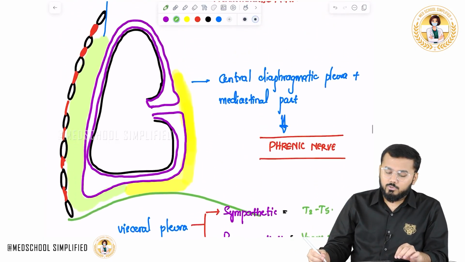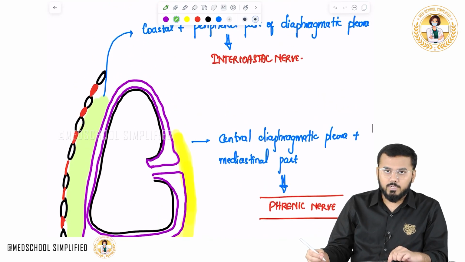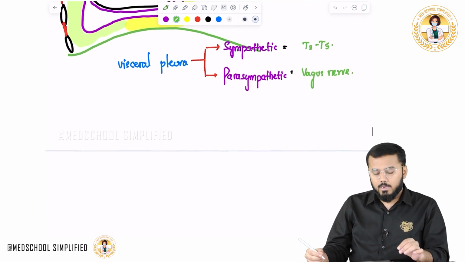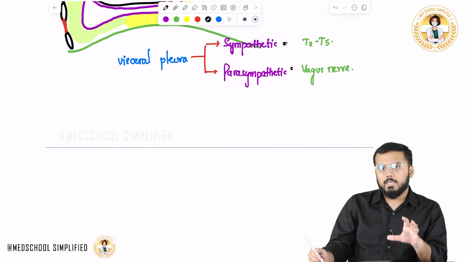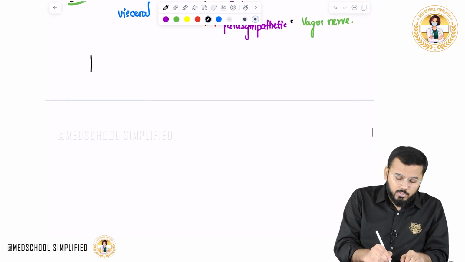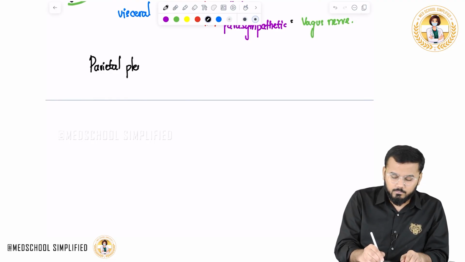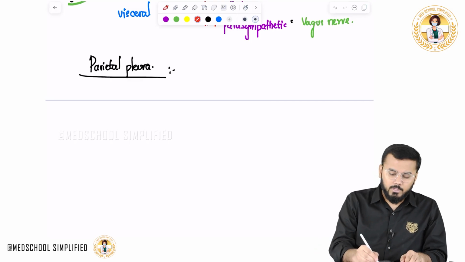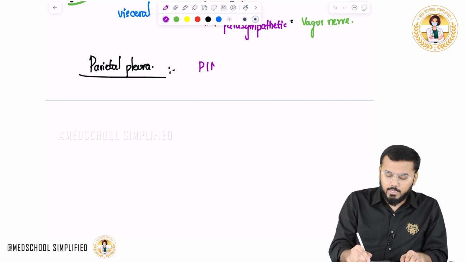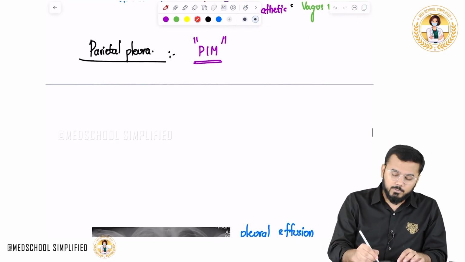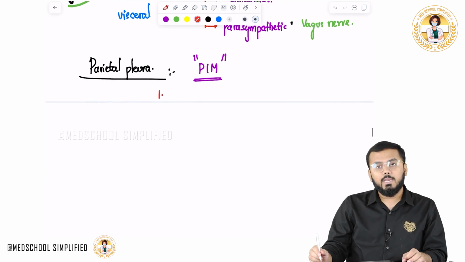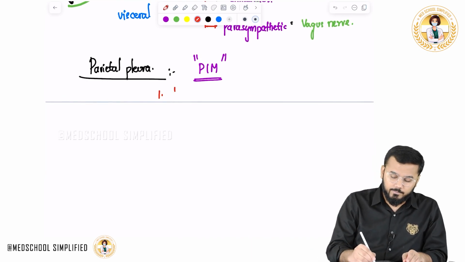Okay, so now you understood the nerve innervation of parietal pleura as well as the nerve innervation of the visceral pleura. Now if you look at the parietal pleura, let us write down what are the arteries that are supplying this parietal pleura. What is the arterial supply of this parietal pleura? Just remember it as PIM. Okay, just remember it as PIM. What does P stand for? P stands for pericardiophrenic artery.